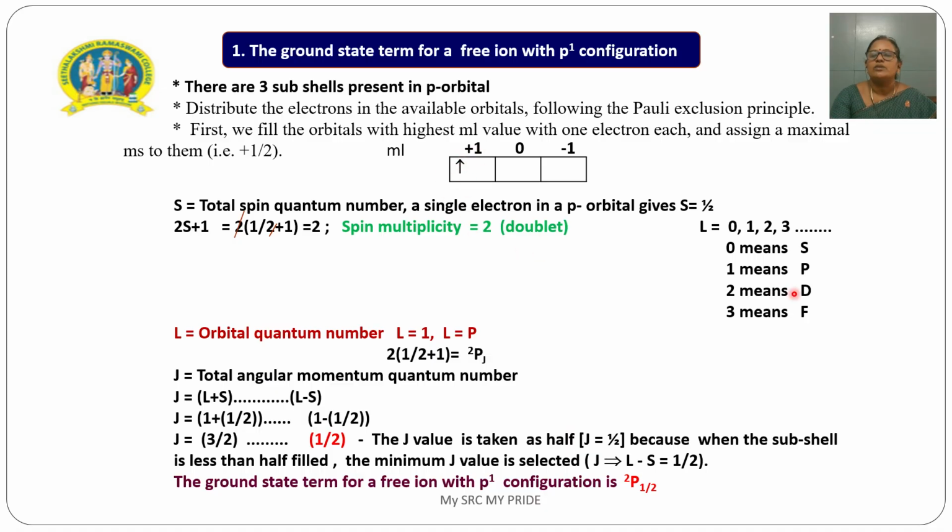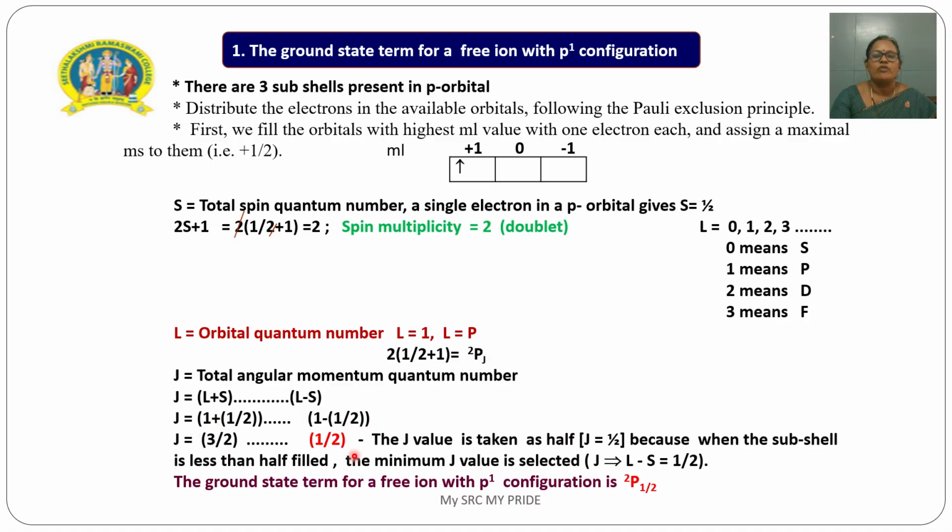1 electron, so L equal to 1 means the term P. L equals the orbital quantum number; L=1 means P. We know the multiplicity as well as the term. Next we can calculate J values. J equals the total angular momentum quantum number. It can have values L+S up to L-S. So L is 1 and S is 1/2: 1 plus 1/2 is 1 and a half, or 3/2.